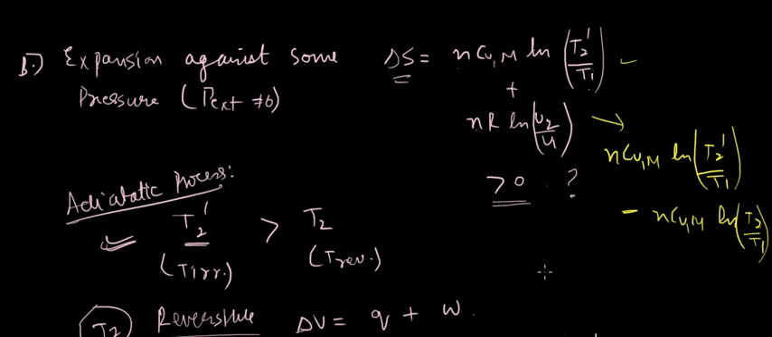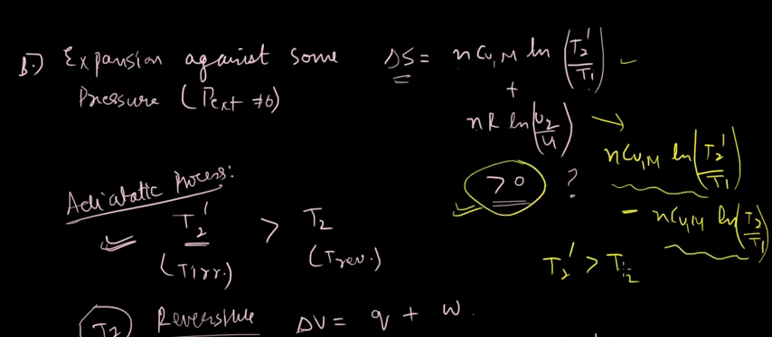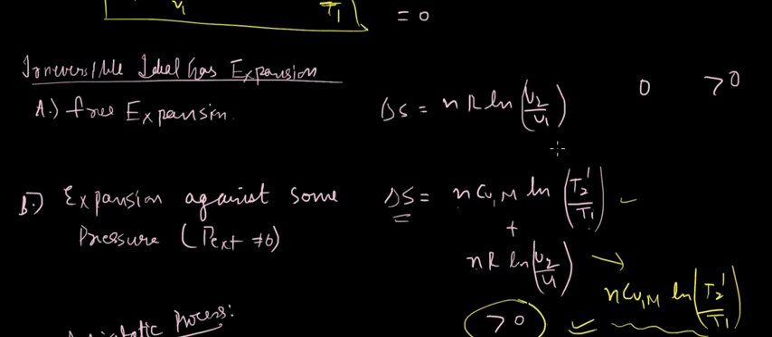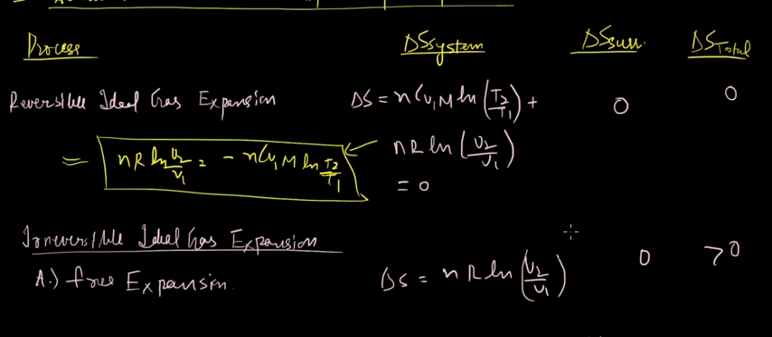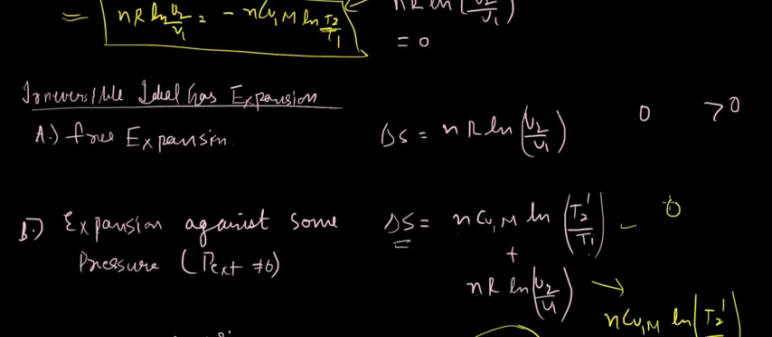Now we know that T2 dash is greater than T2, so we can see that this term would in fact be greater than 0. Hence this term would be greater than 0 and delta S surrounding would be 0 because this is an adiabatic process. Hence delta S total would also be greater than 0 for an irreversible ideal gas expansion against some pressure.